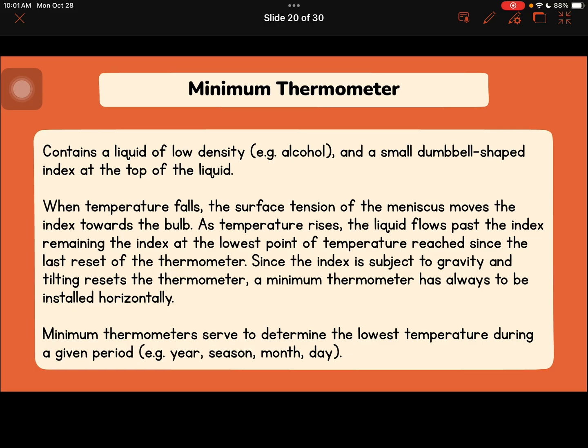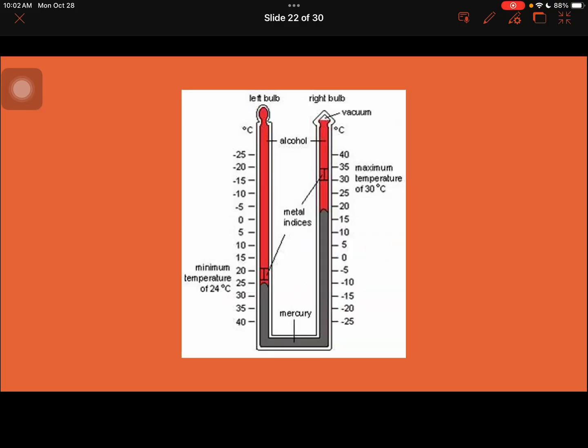So, next is the minimum thermometer. Unlike a maximum, that measures the highest temperature, si minimum thermometer measures the lowest temperature during that day, season, month, or year. Unlike a maximum that uses mercury, si minimum po ay gumagamit madalas ng methyl alcohol. So, ito po yung itsura ng minimum and maximum thermometer or Six's thermometer.